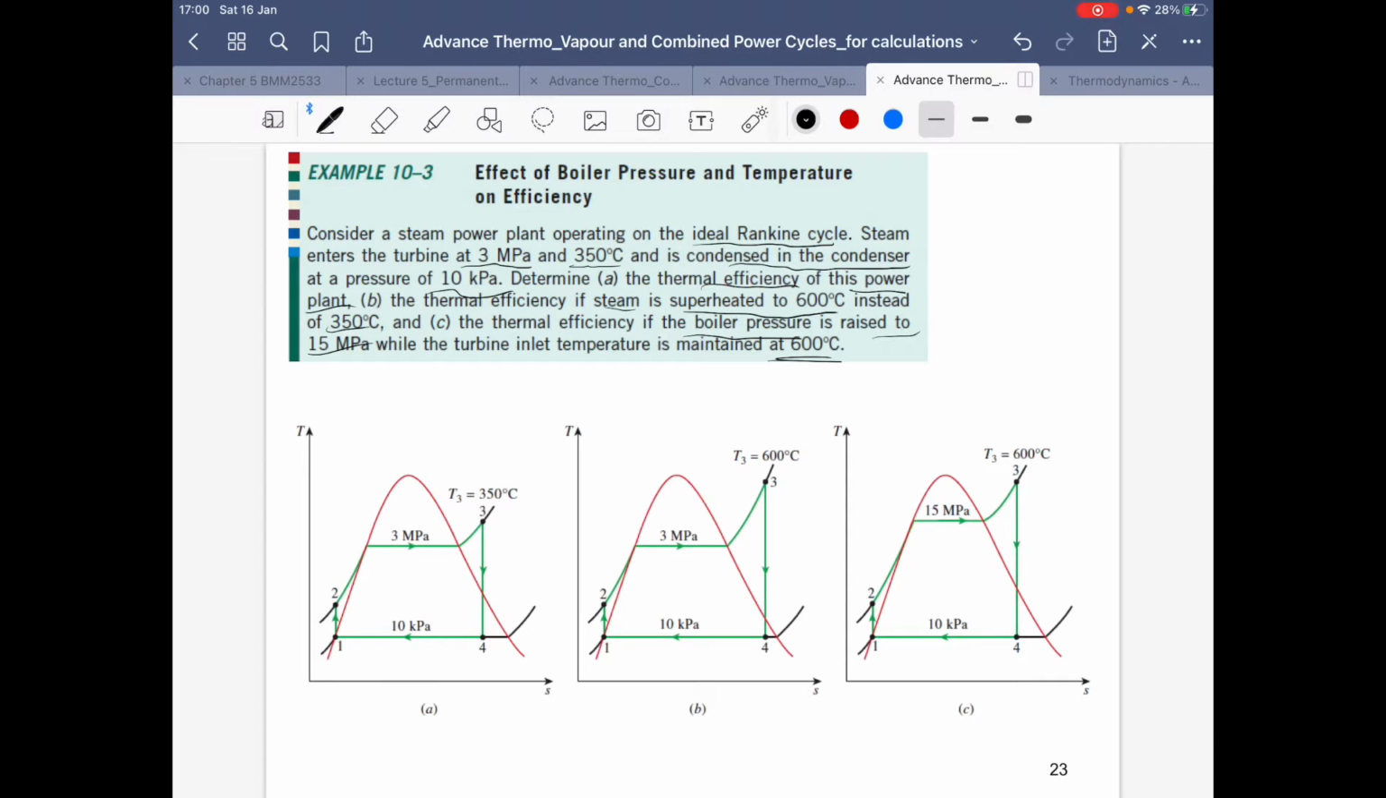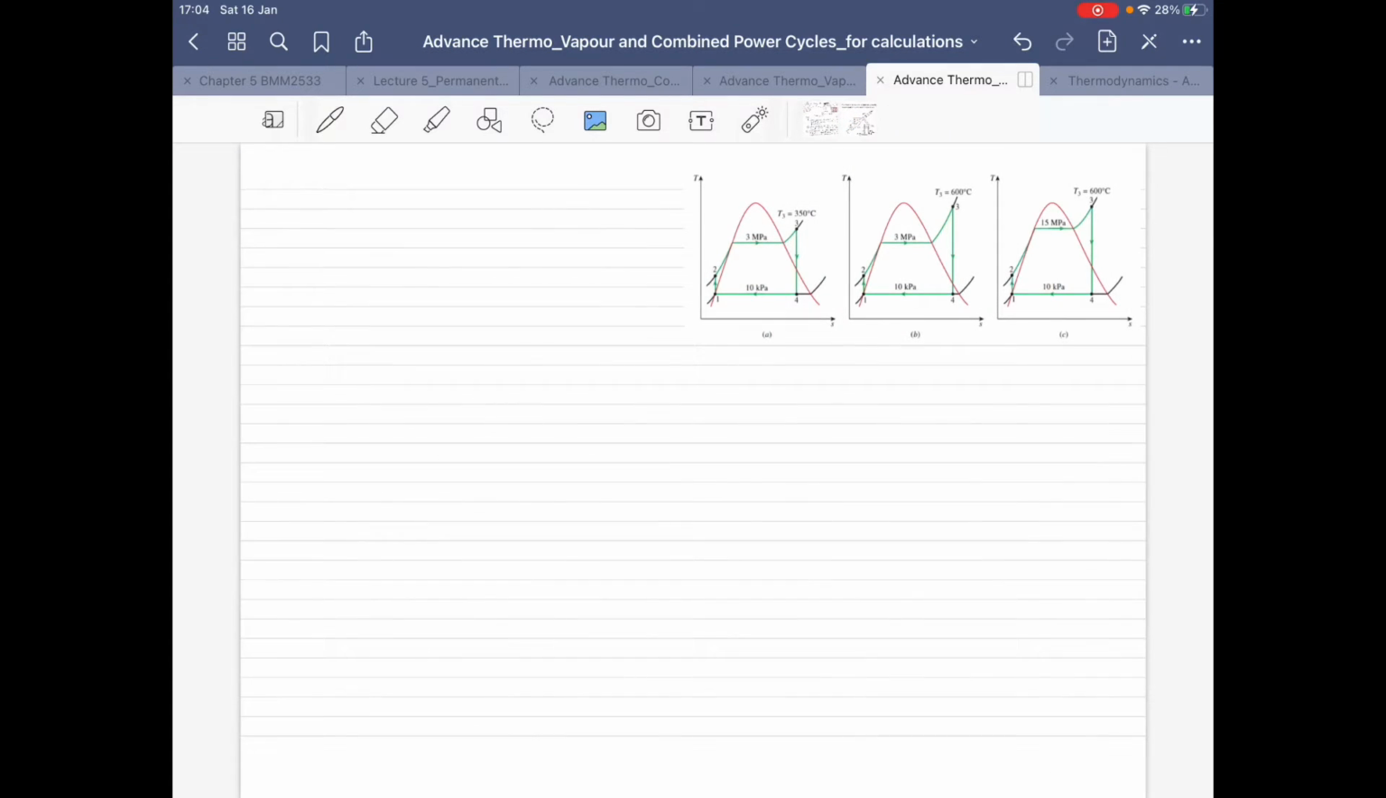So to answer this question, we have to solve the questions one by one. So we go to question A first. But as usual, we make an assumption first.